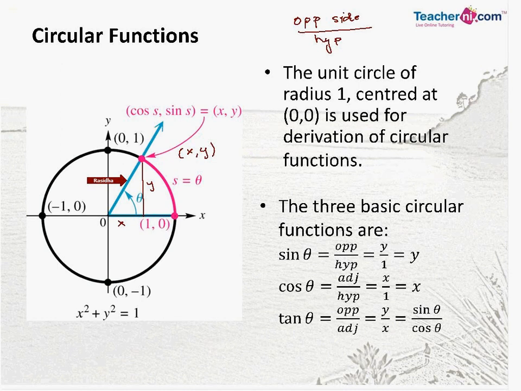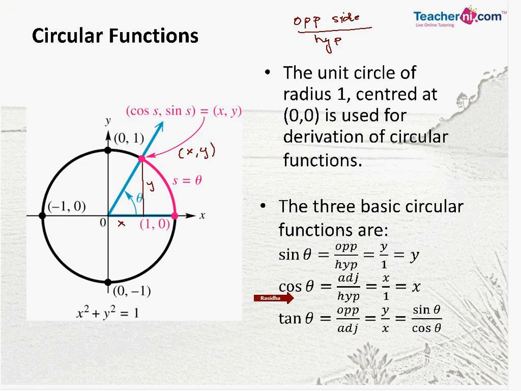So here, what is the opposite side? This is the angle theta, which is the side opposite to this angle theta. Opposite this is y, right? Opposite side by hypotenuse. What's the hypotenuse here? 1. So you get sine theta is equal to opposite side over hypotenuse, y over 1, which is y, right?